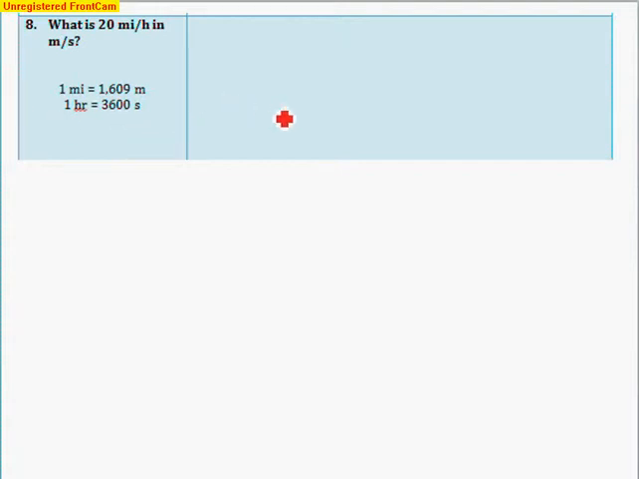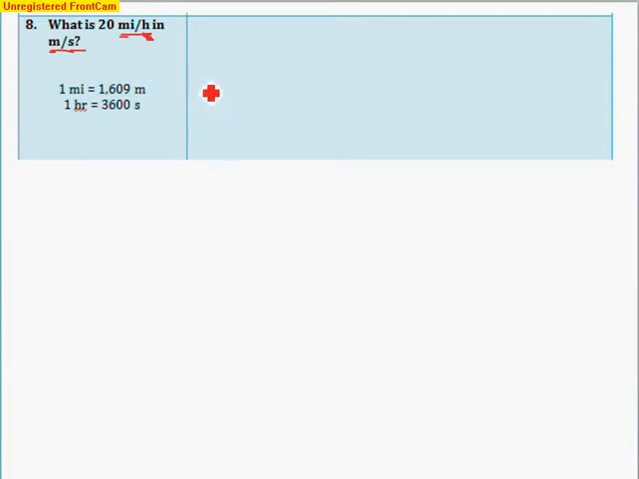Okay, next problem. This is yet a new type of problem. We're going to go from 20 miles per hour, but now we're going to go to meters per second. And what is different this time? Well, before we went from miles per hour to kilometers per hour, or kilometers per hour to miles per hour. Remember that the per hour part was the same before and after, right? Now we're going to change miles to meters in the numerator, but we're also going to change hours to seconds in the denominator. So this is a two-step problem.